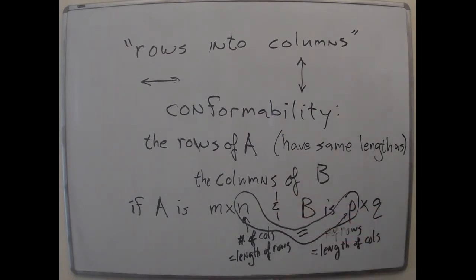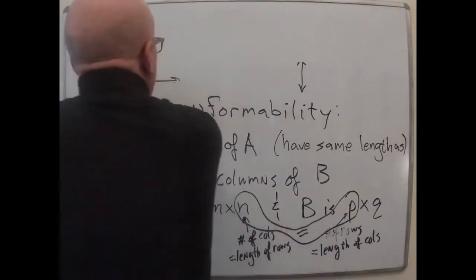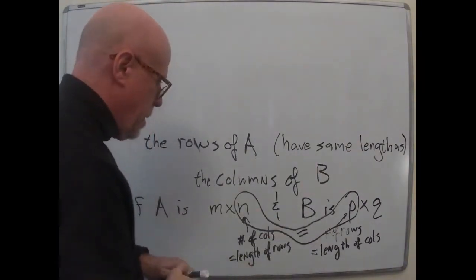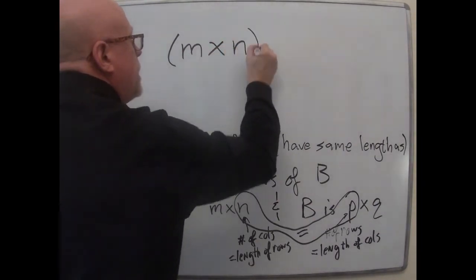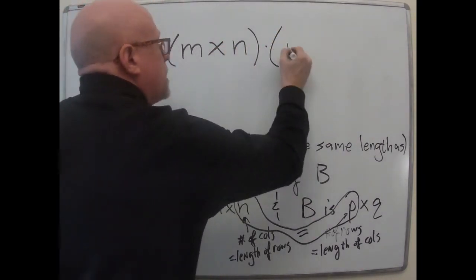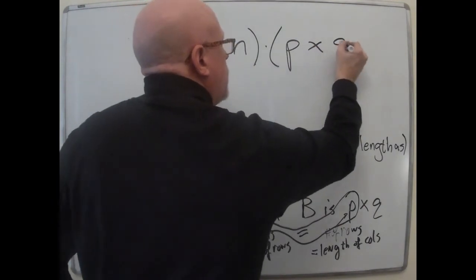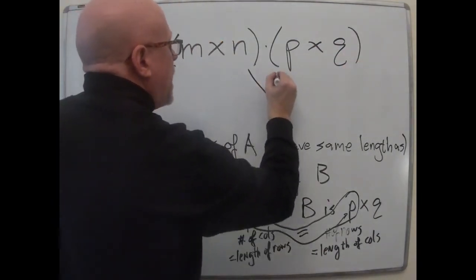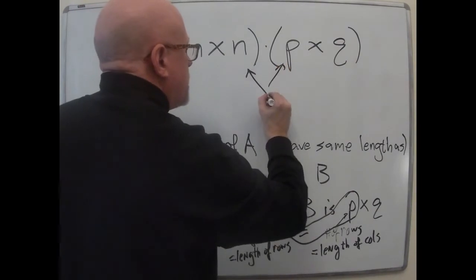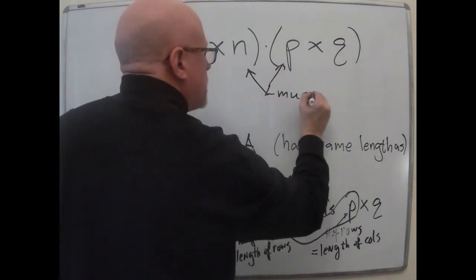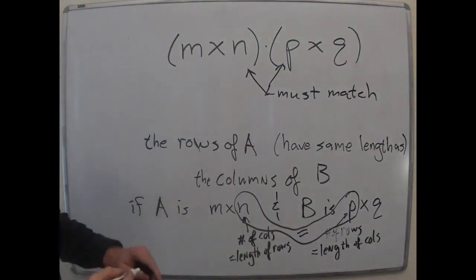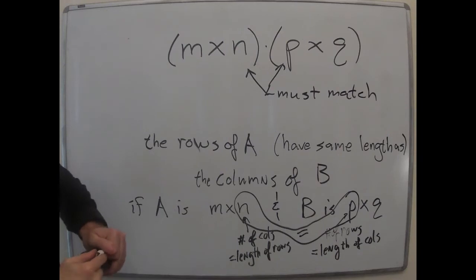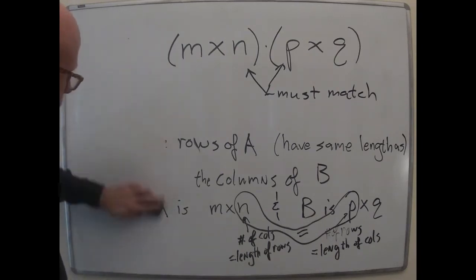That's kind of an ugly way to write it. Let me write that a little better. You look at the size of the first matrix, m by n, and you think about multiplying that times the size of the second matrix, p by q. These things have to match. In that way of writing it, perhaps you see why they're called the inside dimensions.